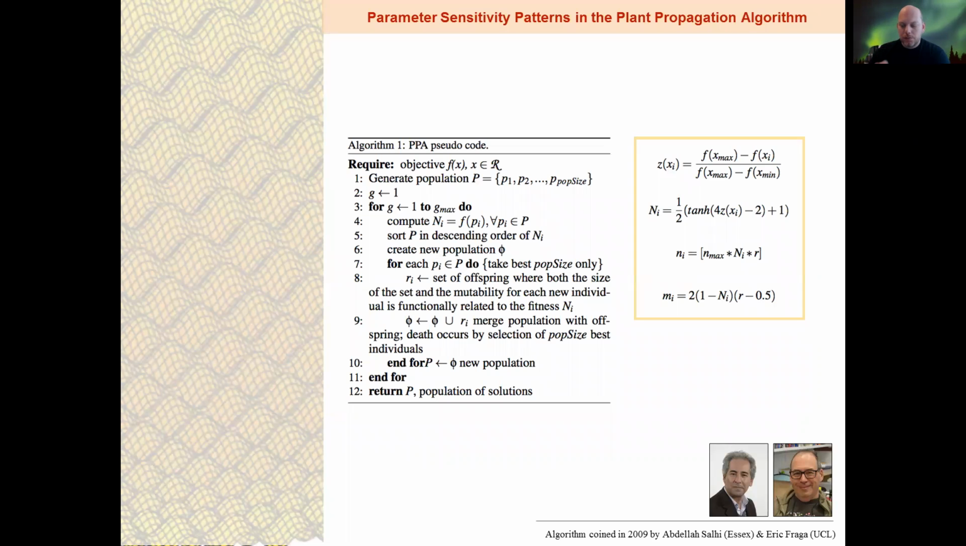That's the complete inverse. First there's some normalization done in the fitness, and then these formulas kind of guarantee that the inverse proportionality becomes a fact. So the top of the population produces many offspring with small mutations. The bottom of the population produces a few offspring with a lot of mutations. It's an algorithm devised by Abdellah Salhi and Eric Fraga, both from the UK, in 2009. It says here, but I think it was in 2000.